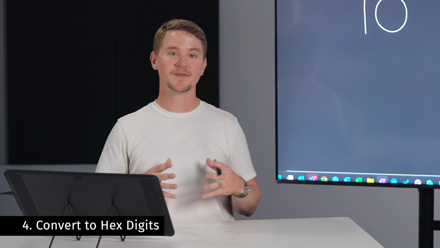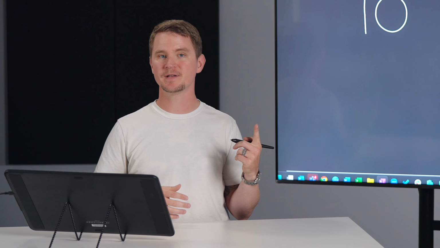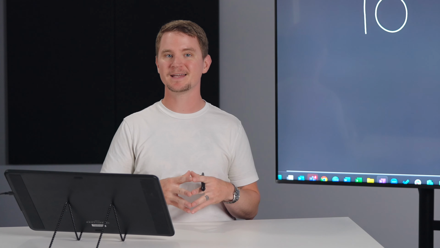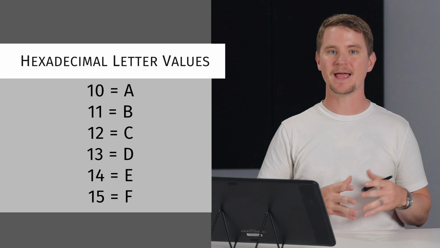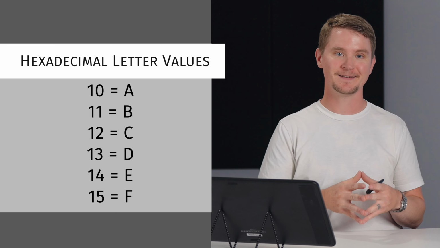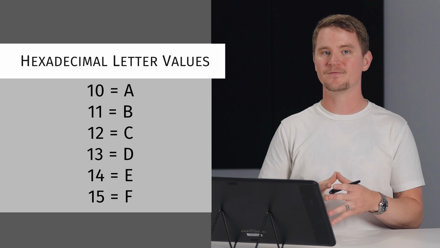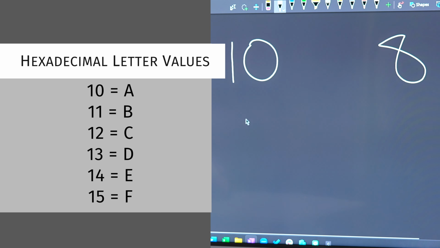4. Convert to hex digits. Since each 4-bit value can only be represented with a single digit, the values 10 through 15 have to be converted into letters. So that's going to give us 10 is A, 11 B, 12 C, 13 D, 14 E, and 15 F. We have 10, so that's going to convert to A.